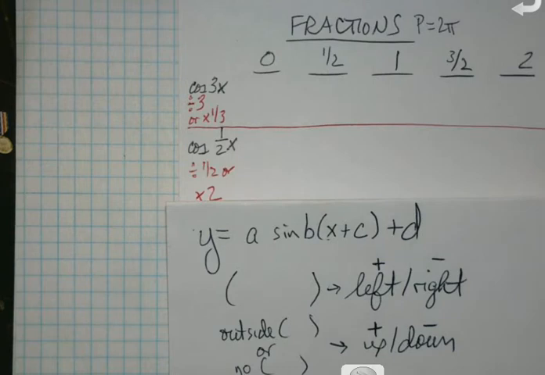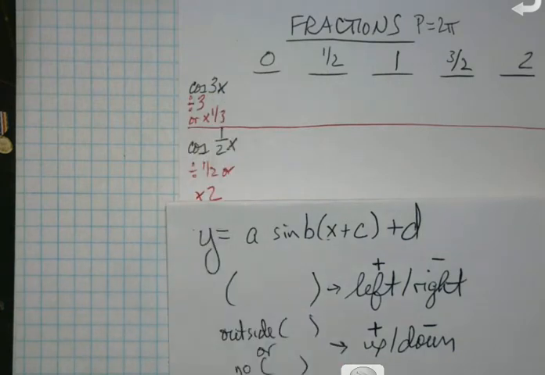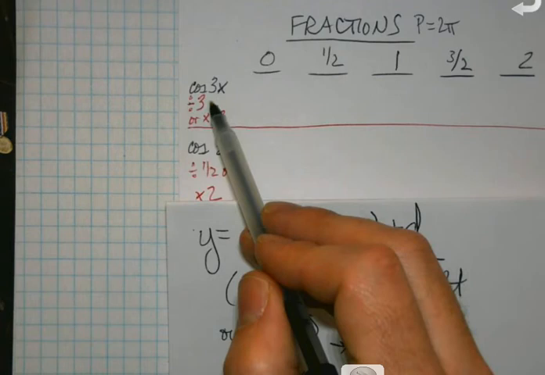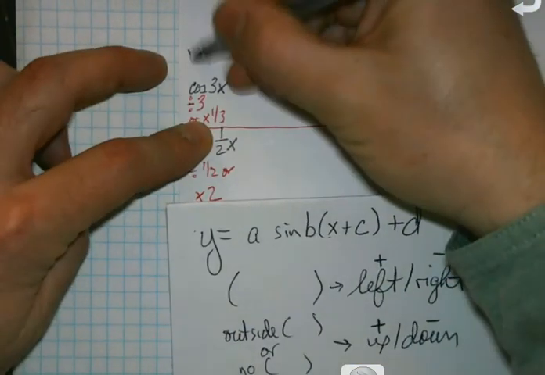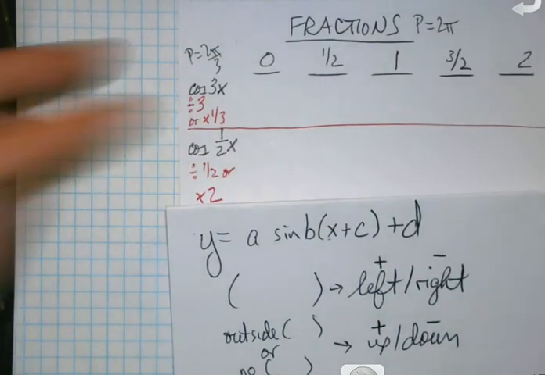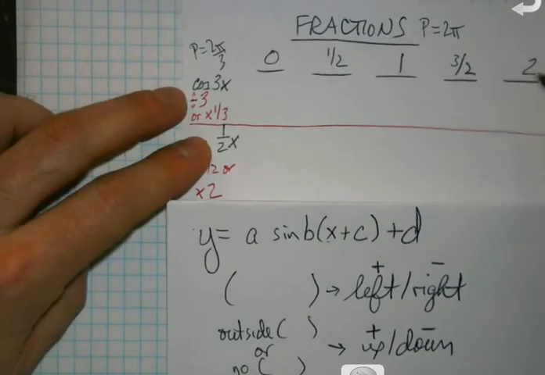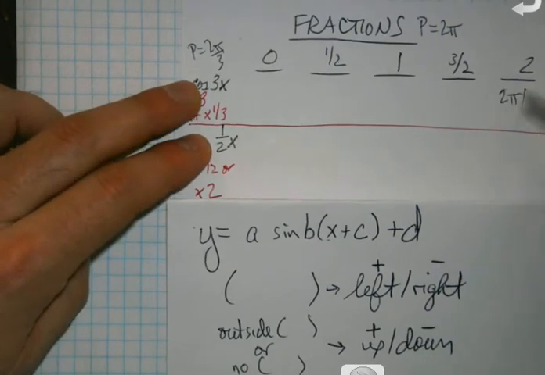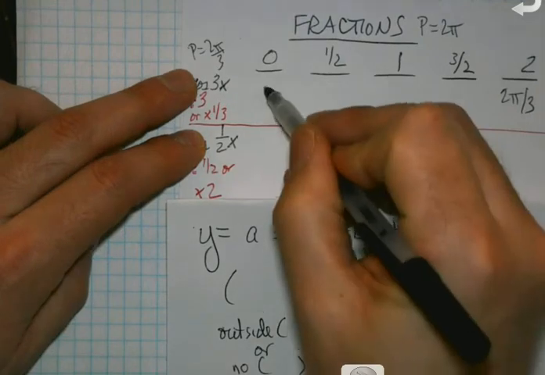So for instance, if you saw something like cosine 3x or 3 theta, you know that you're going to divide your period by 3. So some of you are like, okay, I can do that. You know, p is 2 pi over 3. But that's when all panic sets in, because you start looking at these and you're like, well, okay, so this one's 2 pi over 3. And this one is 0.